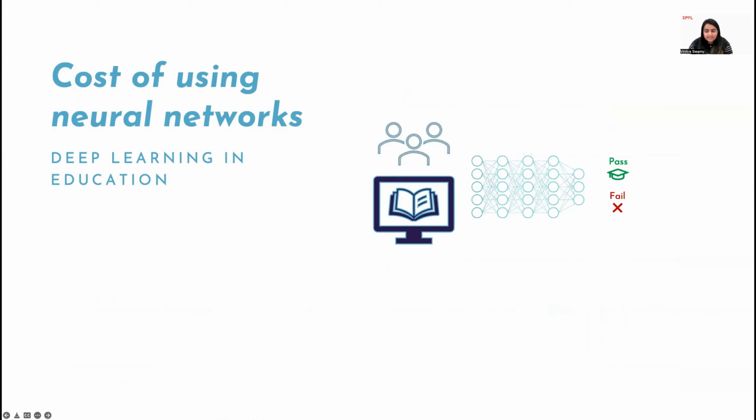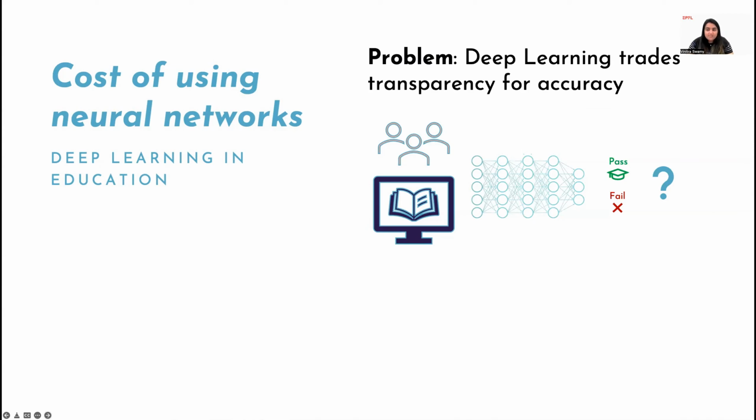Now, for student X, who is receiving a failing prediction, the most important question is why? Which features could I have worked on to improve my performance from a failing trajectory to a passing trajectory? In fact, can I trust the model's prediction at all if it's using some arbitrary features and not ones that make intuitive sense to us as educators to use? And so we see a problem. Deep learning here trades transparency and insights into which features are important for accuracy. Neural networks are pretty much a black box.